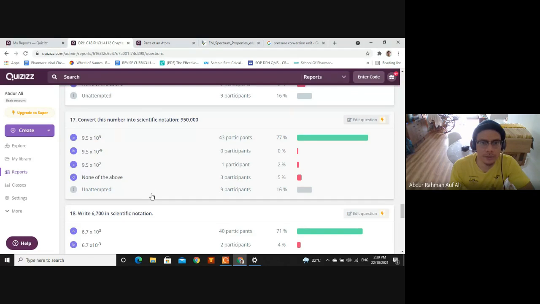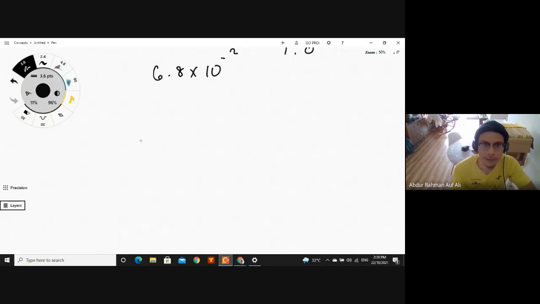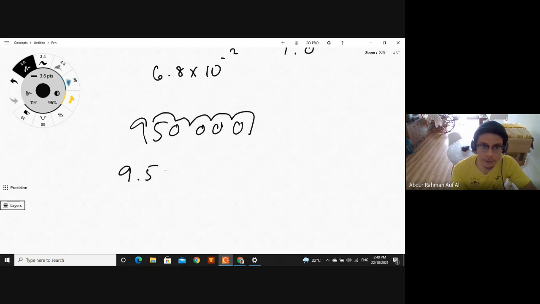17, convert this number into scientific notation. So once again, this is similar, cuma this is a bigger number, nak jadikan scientific notation. 950,000. So nak jadi scientific notation, again, kamu bagi jadi satu titik perpuluhan. So this is where the titik perpuluhan is. 1, 2, 3, 4, dan 5. So 9.5 darab 10 kuasa 5 kan? 1, 2, 3, 4, 5, 10 kuasa.